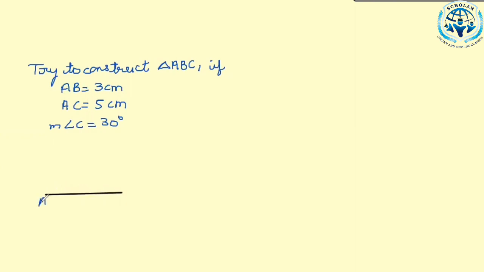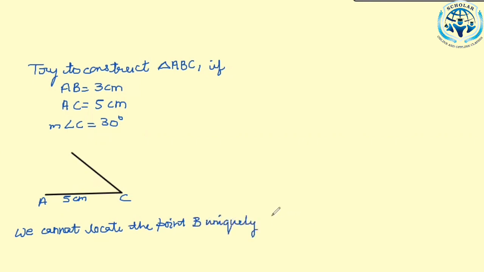The side AC is equal to 5 centimeter. Draw angle C 30 degrees. Now where is B? How can we find B? The length of BC is not given. So we cannot locate the point B uniquely. Therefore, the triangle ABC is not possible.